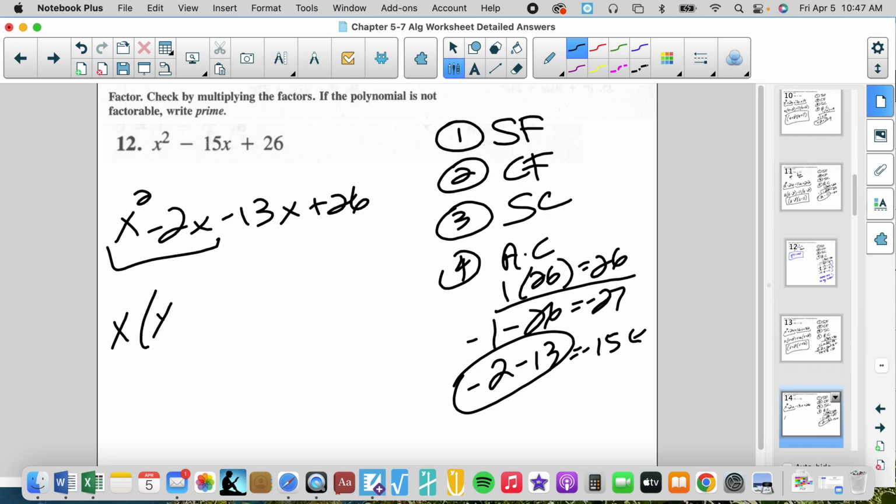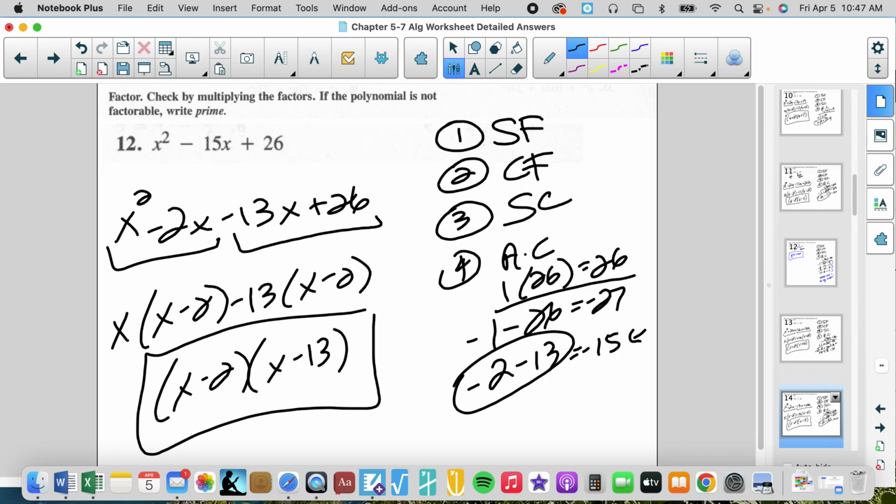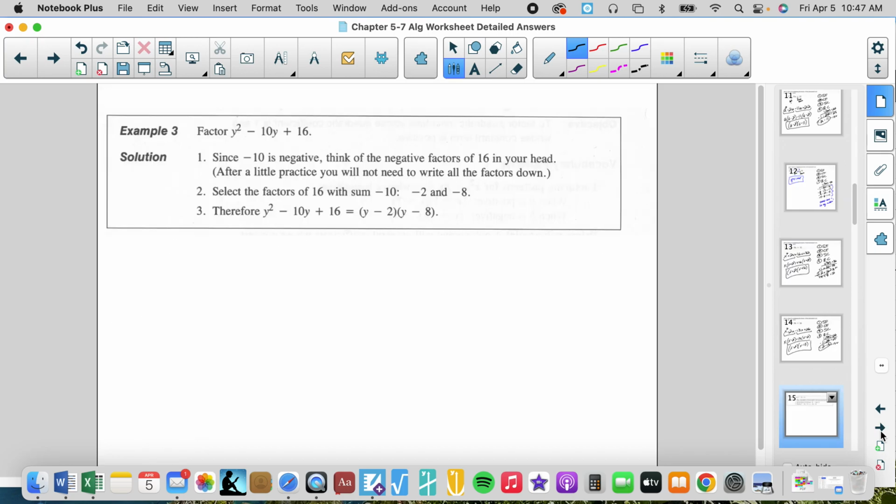Factor out an x, you get x minus 2. Factor out a negative 13, and you get x minus 2. X minus 2, x minus 13. Good. Going through it.